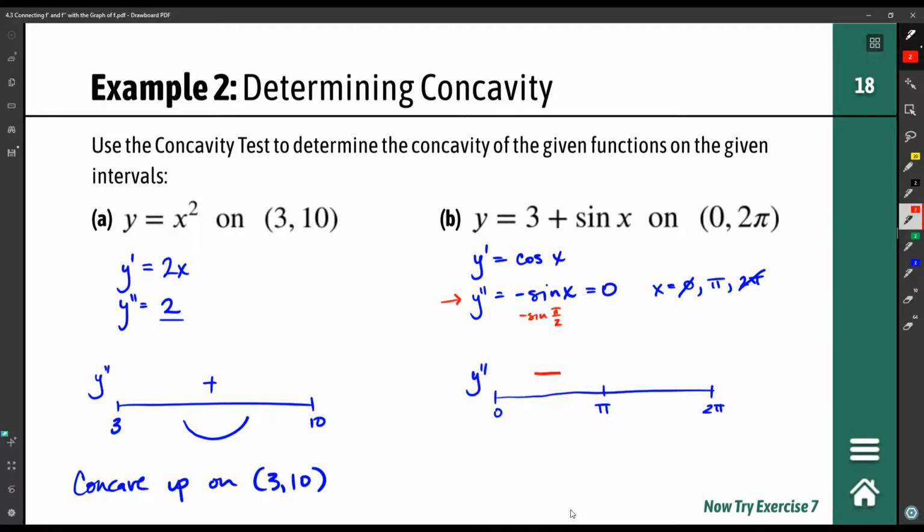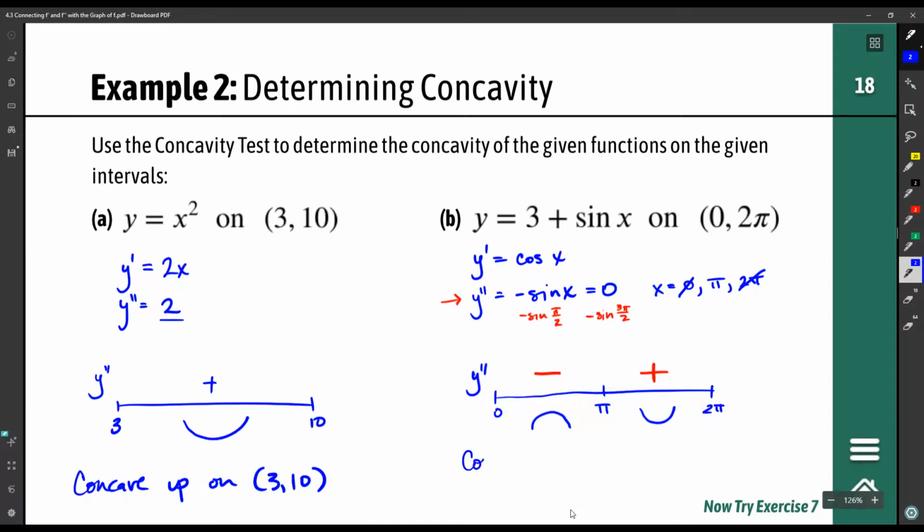Then let's pick a test value from pi to 2 pi. How about 3 pi over 2? Then the second derivative would be negative sine of 3 pi over 2. That'd be negative of negative 1, which is positive. And that makes me conclude from the concavity test that y double prime negative means we're concave down from 0 to pi, and concave up where y double prime is positive from pi to 2 pi.